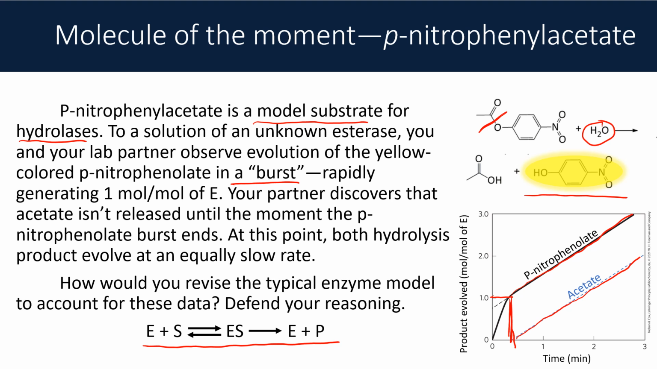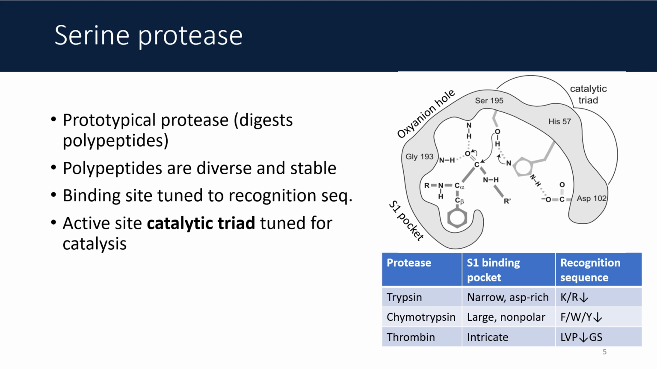So my question to you is, how would you revise the typical enzyme model described below to account for these new data? And I want you to defend your reasoning. I also want to assure you that this is a highly open-ended question. There are many right answers to this. There are also many wrong answers. So it's supposed to be challenging, it's supposed to be a little subjective, and I trust that you will rise to the challenge.